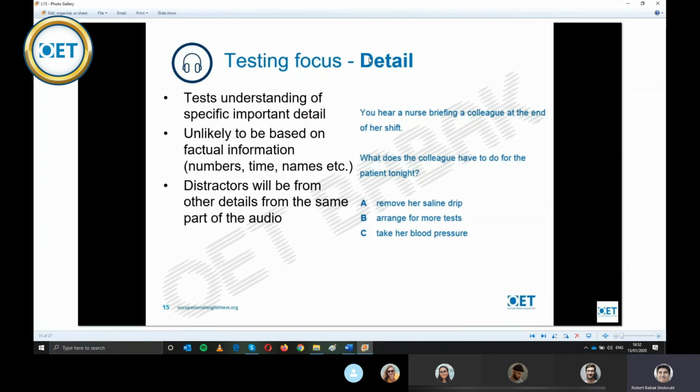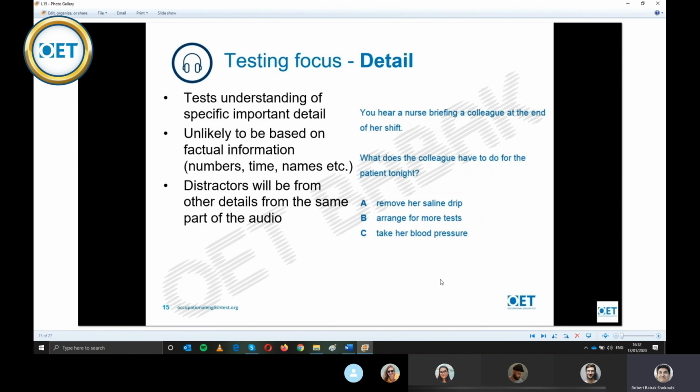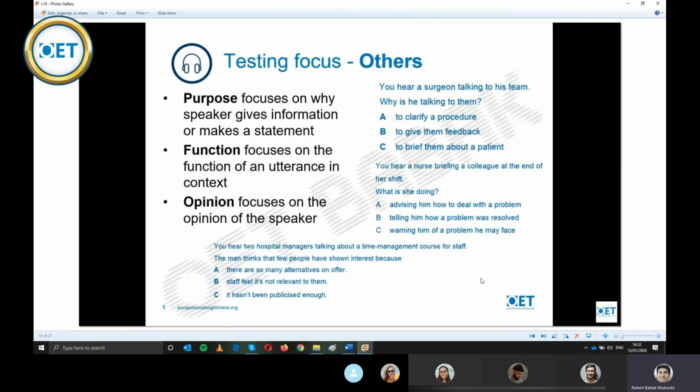Also, another testing focus is details. They rarely ask you, I mean, they never ask you for factual information like numbers, times, or names. The questions are in a way that you need to combine the information given to you to be able to answer. And again, distractors you will have. Other testing focuses are purpose, function, and opinion.